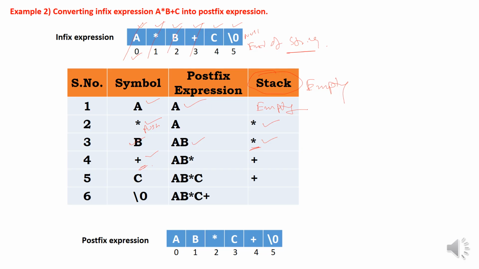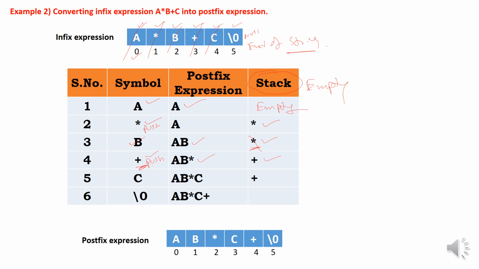See here, the topmost character of the stack is asterisk. The character we read is plus. So the operator asterisk has higher precedence than plus. So asterisk has to be utilized before plus. So pop the stack: asterisk is popped and added to the postfix expression. Is there any other character in the stack? No characters are there. So push plus to the stack. So plus is pushed onto the stack.